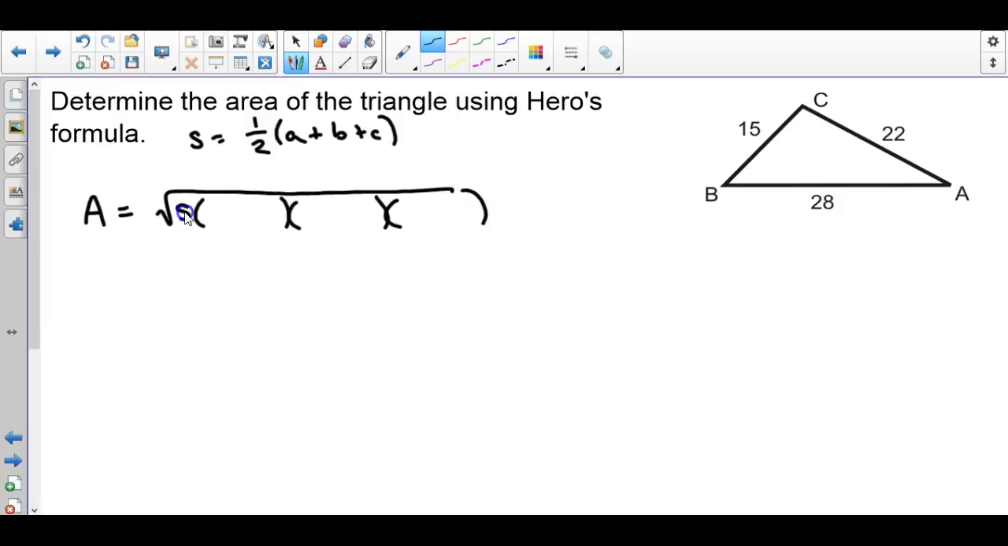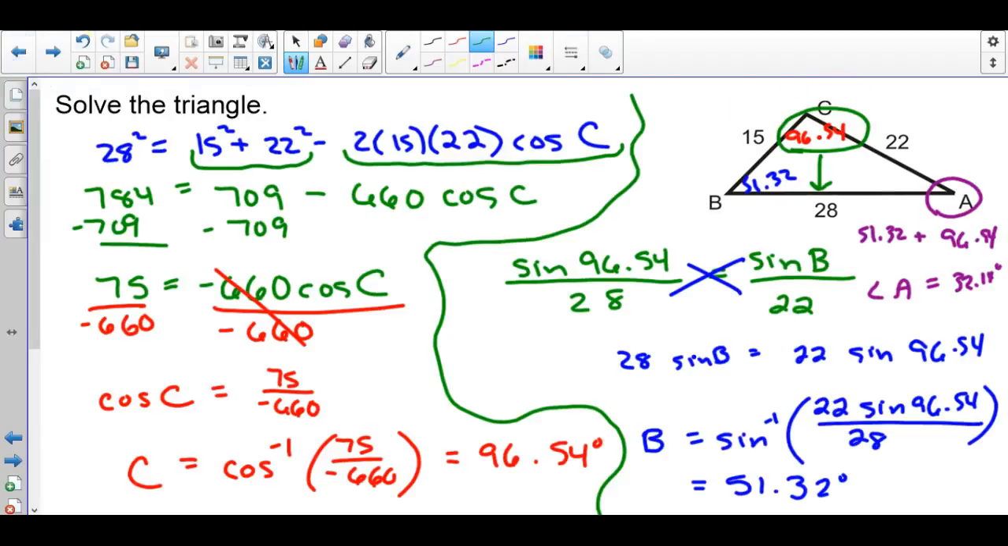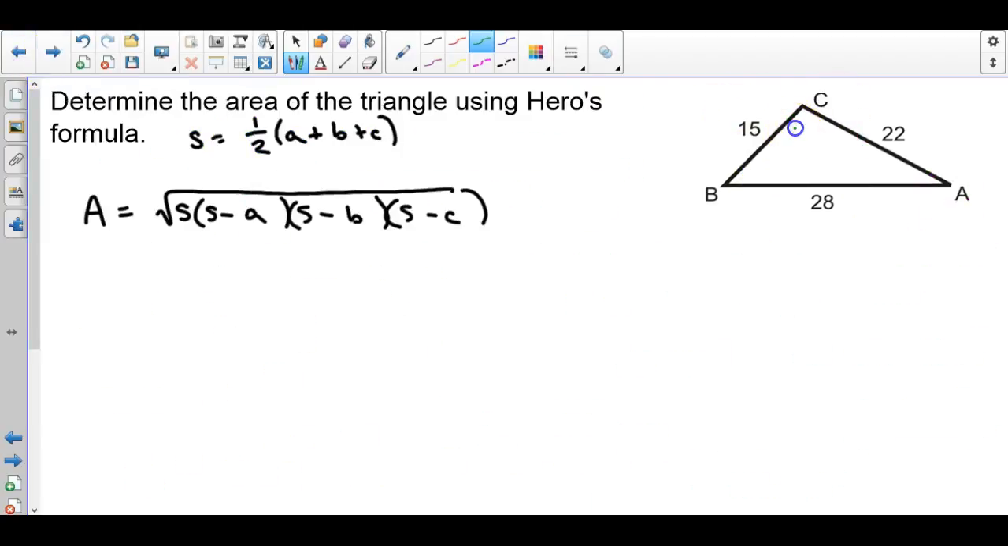So you take this semi-perimeter, and then what you do is you take the semi-perimeter minus each of your side lengths. And it looks like it'd be a really complex formula, but it makes life a lot easier than having to use that law of cosines again and figure out an angle and then use our sine formula, and I'm going to show you both. So if we remember from before, angle C was 96.54 degrees. I'm going to use this to check my answer later.